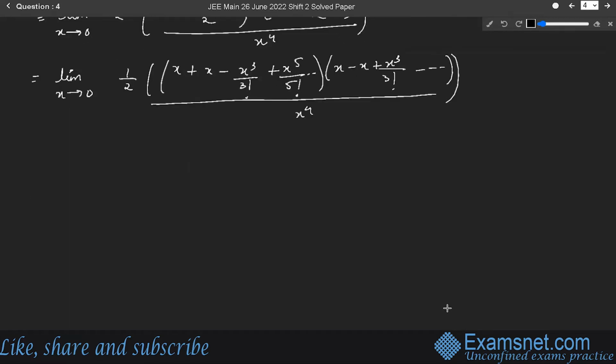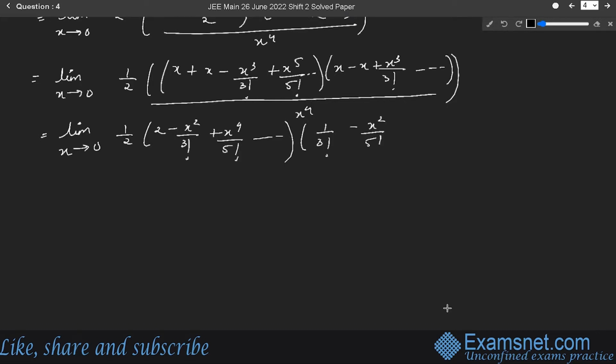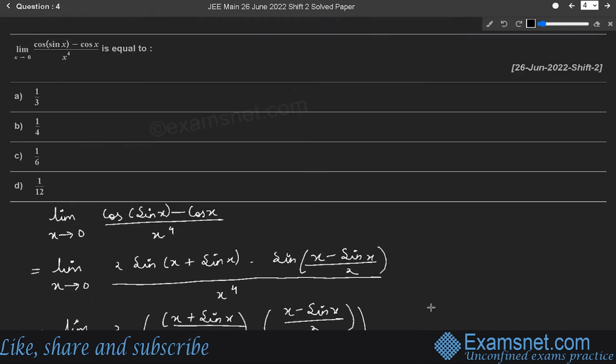So this will be equal to limit x tends to 0, 1 by 2 into (2 - x square upon 3 factorial + x power 4 upon 5 factorial and so on) into (1 upon 3 factorial - x square upon 5 factorial). So this will be equal to 1 by 6. Hence we can say that the correct option for this question is option C, which is 1 by 6.